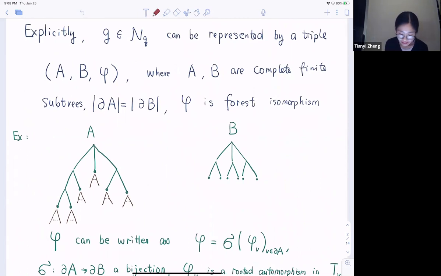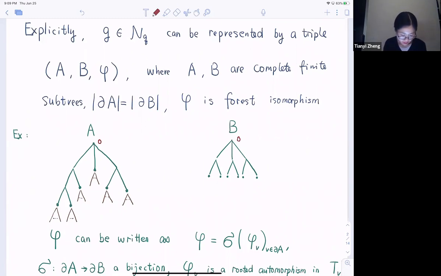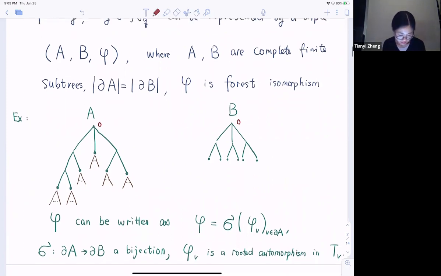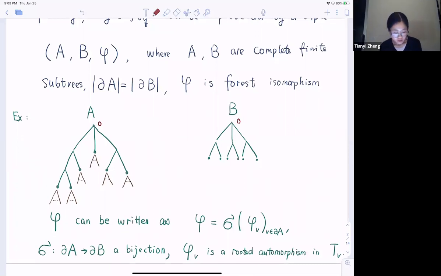So here you have a finite subtree A containing the root. I prefer to take complete finite subtrees, meaning that they have the root, and any vertex that is not a leaf has all of its children included in the subtree. So here we take two complete finite subtrees with the same number of leaves. And now you can make the following map. Delete A or B from the tree, and then you get a forest. So the map can be thought of as a forest isomorphism.